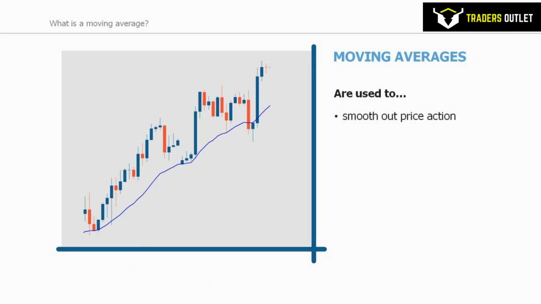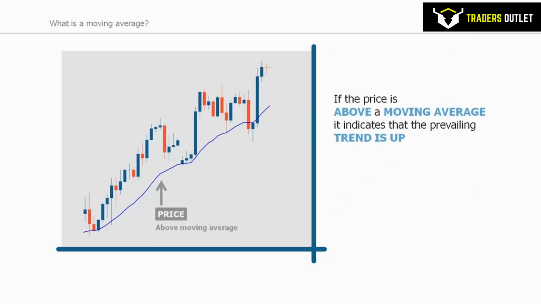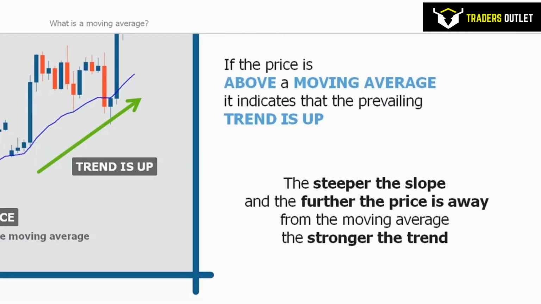Moving averages are used to smooth out price action, which makes it easier to interpret information such as the current trend direction and how strong that trend is. So if the price is above the moving average and the slope of the moving average is pointing up, the prevailing trend is up. The steeper the slope and the further the price is away from the moving average, the stronger the trend.